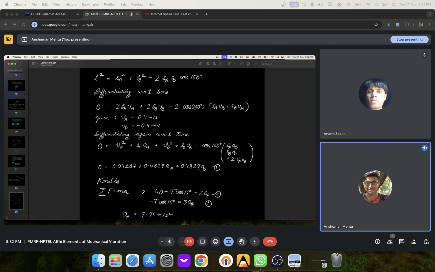Okay, we are back in action. So differentiating with respect to time will get us this, and we are given that V of A is equal to 0.4 meter per second, V of B is equal to minus 0.4 meter per second.